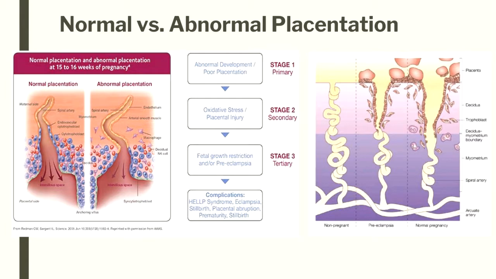We can't really diagnose it until after 20 weeks, but the pathologic process of preeclampsia is most likely happening early on in pregnancy. And why exactly this happens, we don't know. We think there's a genetic component associated with it. We haven't really figured out the exact why just yet.